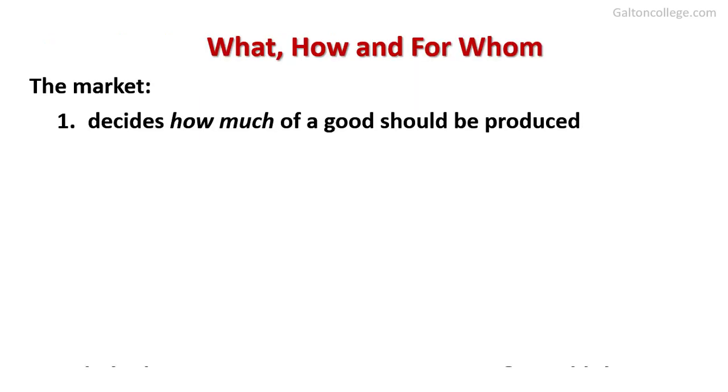The market decides how much of a good should be produced. We might think that it's not a very fair system, because the market decides it. The market, of course, is just people buying and selling. But sometimes the price is very high and we think it's unfair. But that is the market. That's how it works. We sometimes get a bit upset about it, but these are the forces of supply and demand.